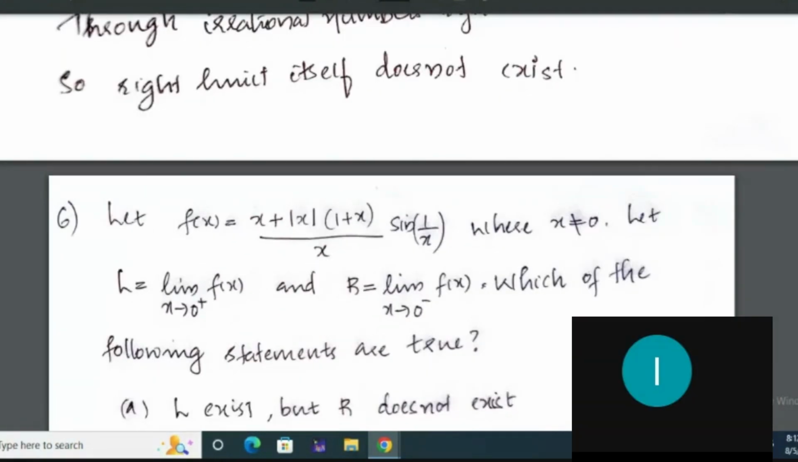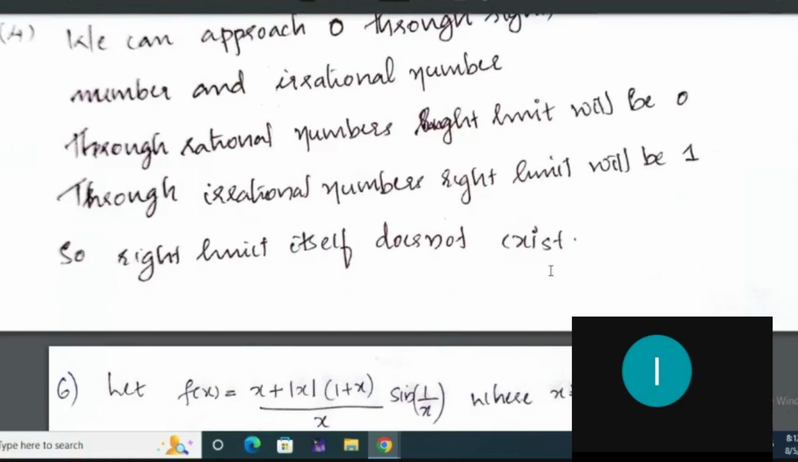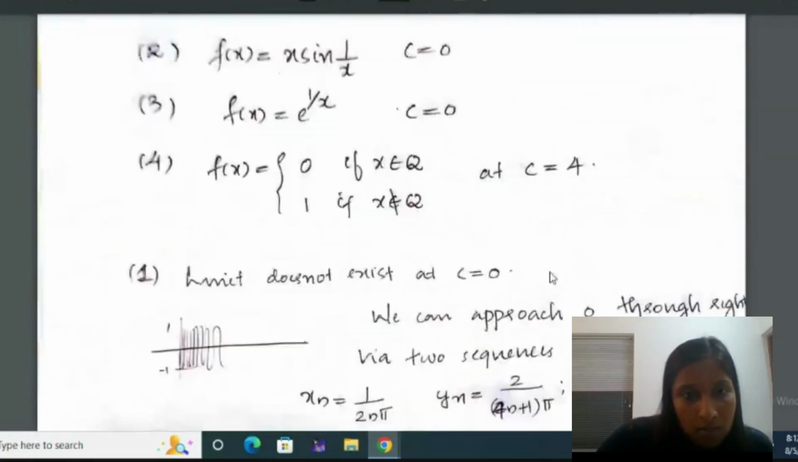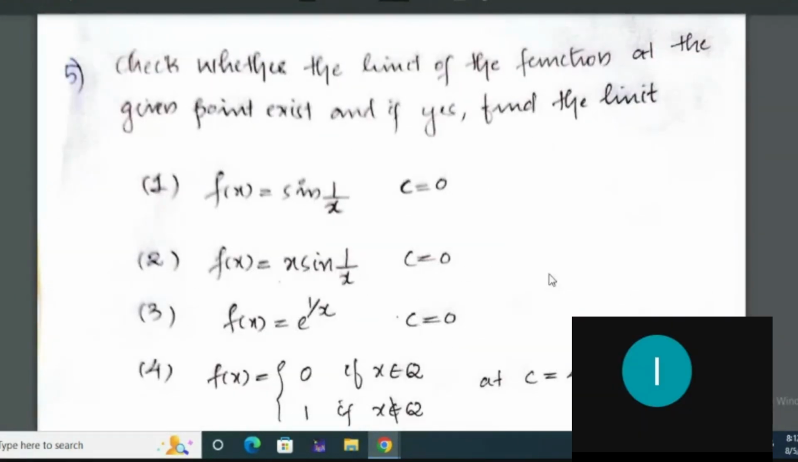Ma'am, can you once again explain the previous question, ma'am? Yeah, which option? Ma'am, how to use density theorem, ma'am?